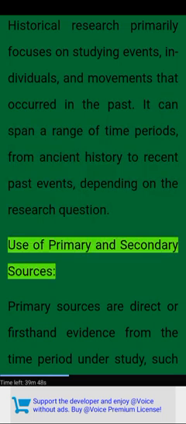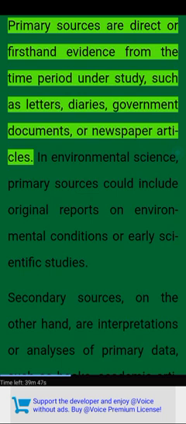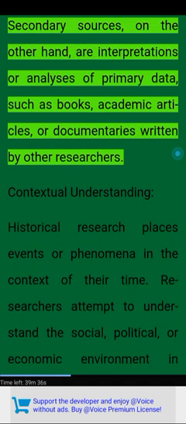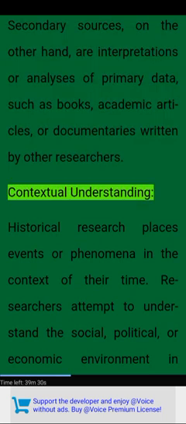Use of primary and secondary sources. Primary sources are direct or first-hand evidence from the time period under study, such as letters, diaries, government documents, or newspaper articles. In environmental science, primary sources could include original reports on environmental conditions or early scientific studies. Secondary sources, on the other hand, are interpretations or analyses of primary data, such as books, academic articles, or documentaries written by other researchers.